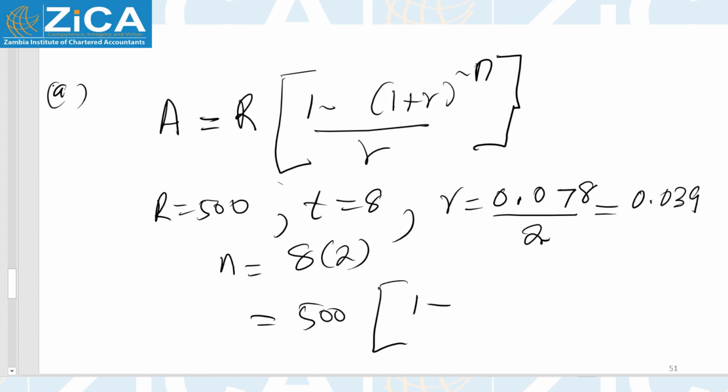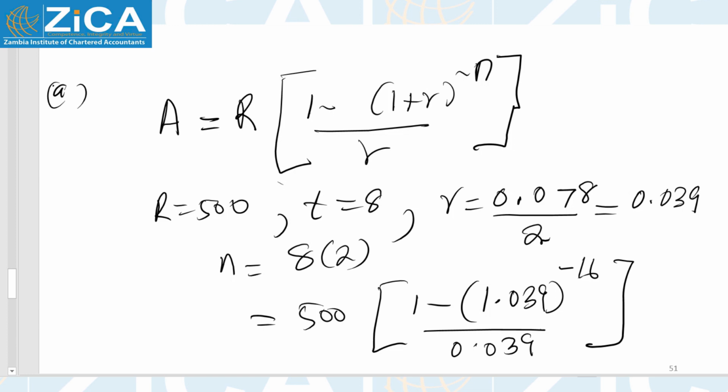And this is 500 times 1 minus 1.039 to the power minus 16, over the interest rate, which is 0.039. This is the periodic interest, in this case semi-annual. And if you simplify this, the answer will now come to 5,869.36 ngwe.